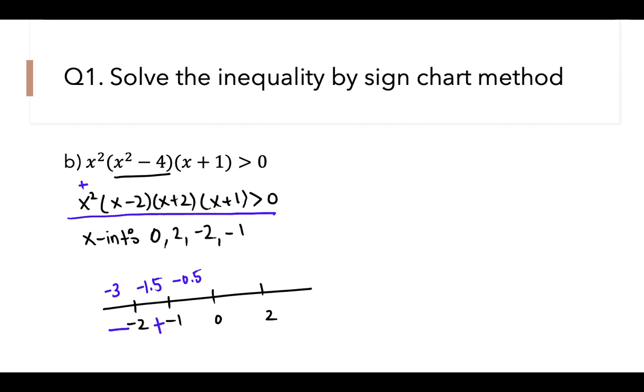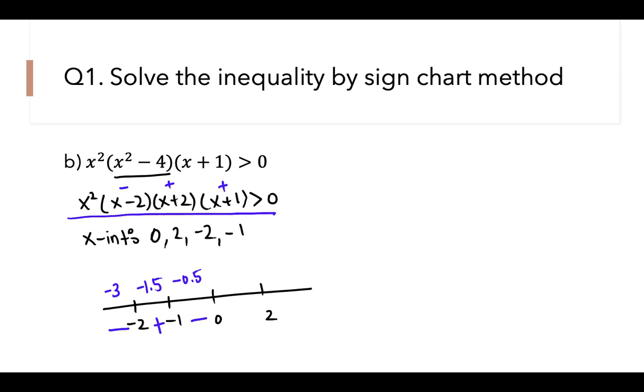So (-0.5) squared is going to be positive. -0.5 minus 2 is negative. -0.5 plus 2 is positive. And -0.5 plus 1 is going to give me positive. So overall, when you multiply, it is going to give me negative.